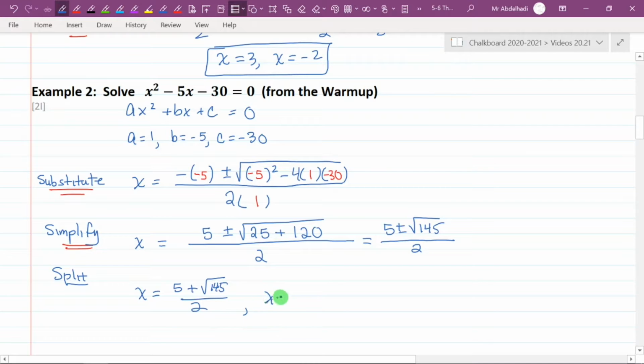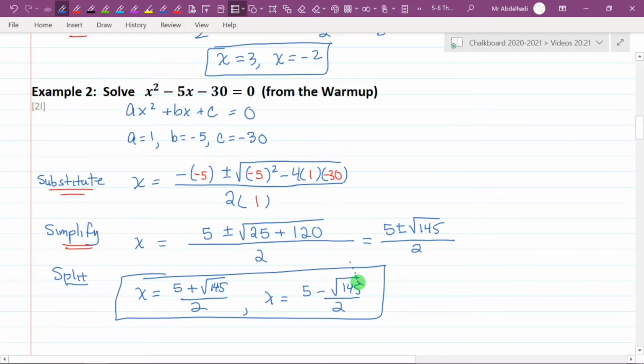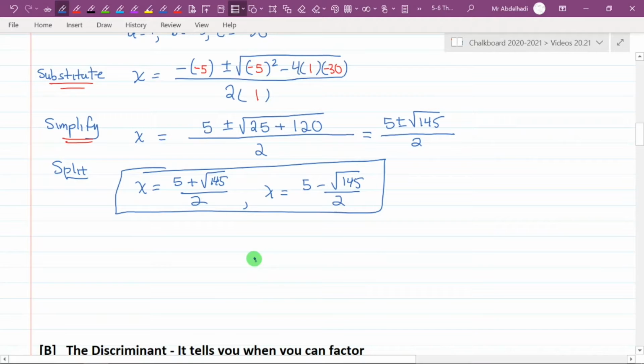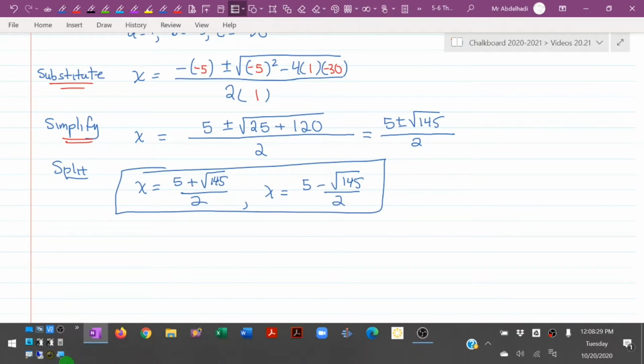And the other answer will be 5 minus the square root of 145 over 2. And there are your two answers. Now, in the textbook, when you go to look at the answers, they give you answers in decimal. So can you change these to decimal so you can check your answer?